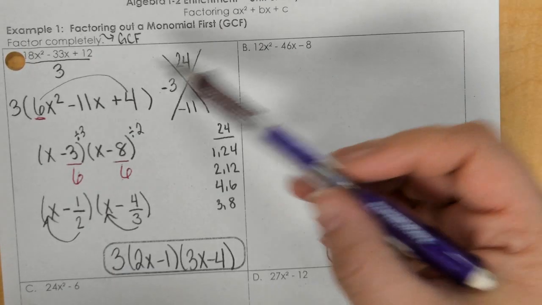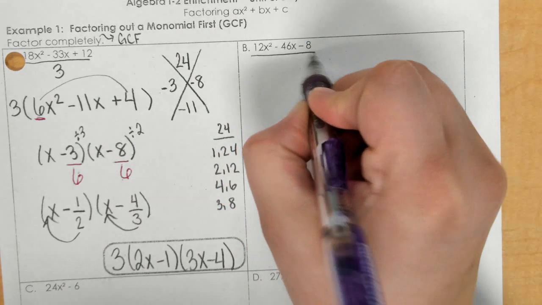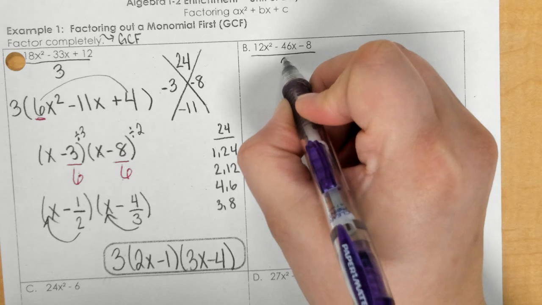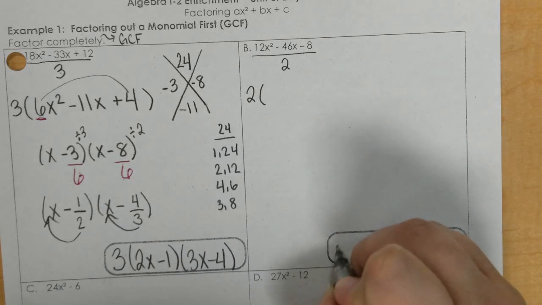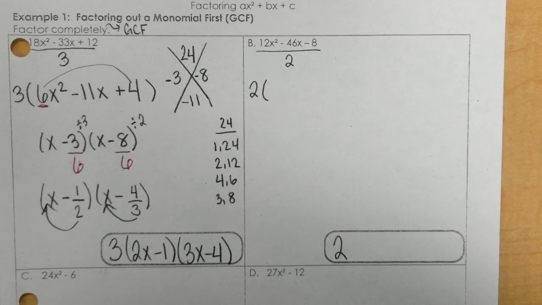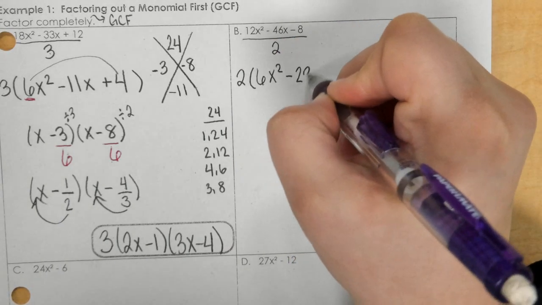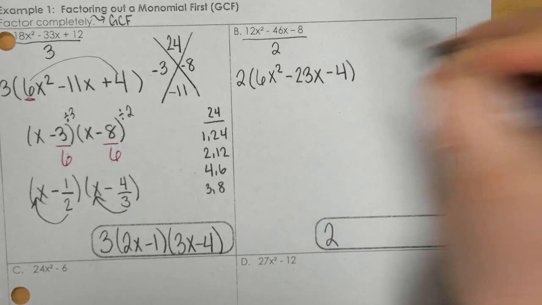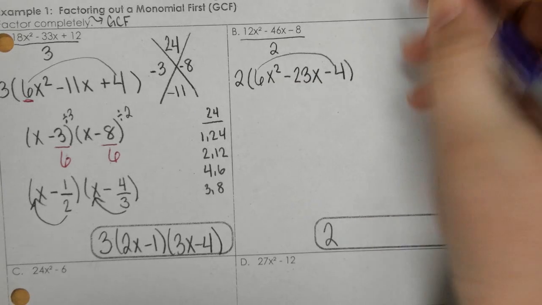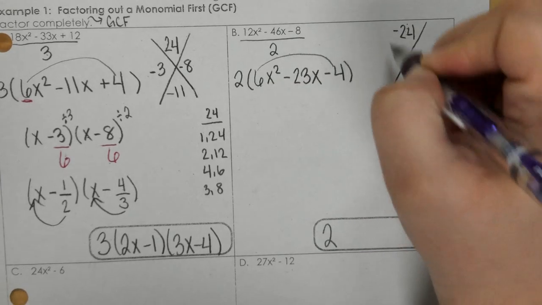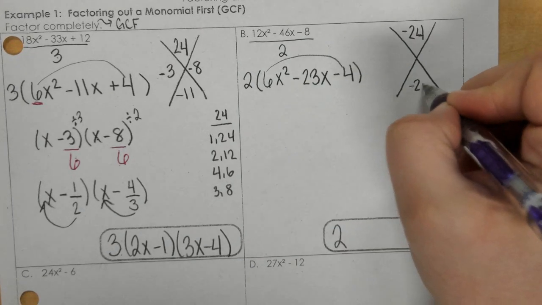Okay, part B. Directions say factor completely. Completely means find a GCF here. And so what number goes into 12, 46, and 8? 2 does. So we want to factor that 2 out by dividing it. Make sure it's in our answer as well. So if we divide, we get 6x squared minus 23x minus 4. Okay, so now 6 times negative 4 is negative 24. We're trying to get to negative 23.